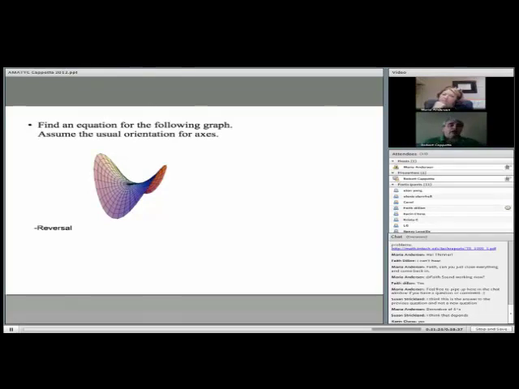Again, I mentioned I can't draw very well. Here's the hyperbolic paraboloid. Some people call it a saddle. I like to call that a Pringle in honor of one of my favorite potato chips. And looking at this, using the usual orientation of axes, with the x-axis coming out at us, y-axis left to right, z-axis up and down, can the student identify what an equation would be that would develop that graph? I think that's another powerful question to ask students.